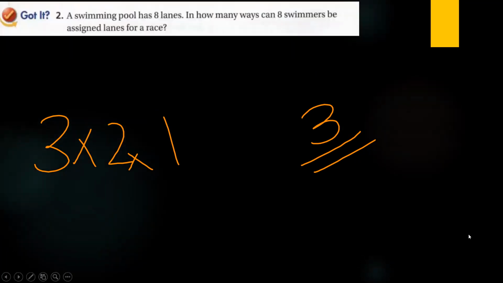And now this example here. A swimming pool has 8 lanes. How many ways can 8 swimmers be assigned lanes for the race? Here you have 8 swimmers for 8 lanes, and you want to arrange them. So when you come to the swimmers, how many swimmers at the beginning? 8. You choose one of them.